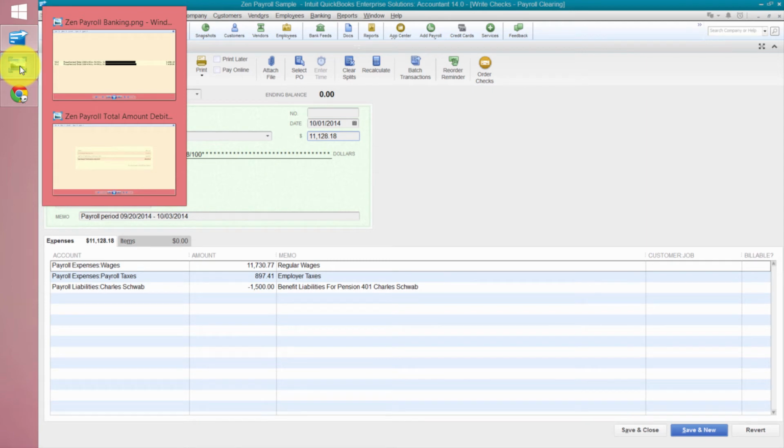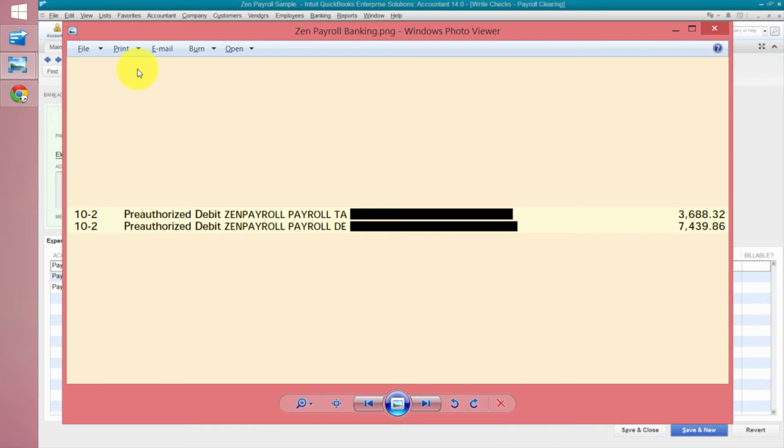Does the bank take one lump sum out on the banking side? And the answer is no. Here's what it looks like on the banking side. I do, in fact, have two separate payments that come out, one for the taxes, one for the net pay, again, adding up to the total. What can get really confusing, especially if your bookkeeper is a little detailed, is that we're getting the same total, but we're getting there different ways.